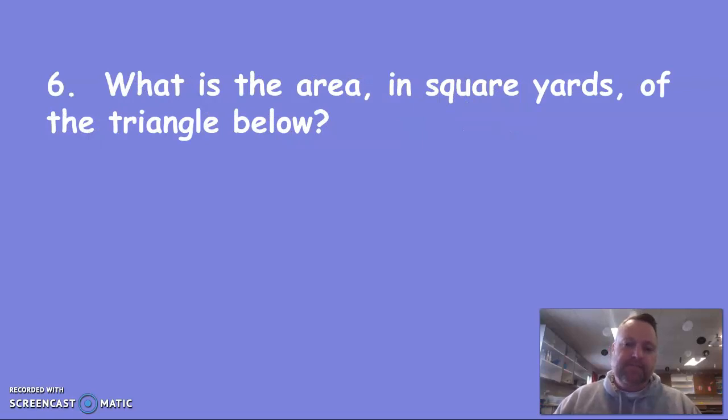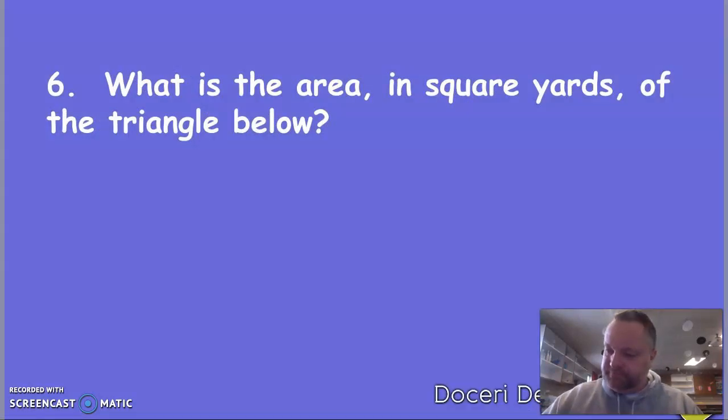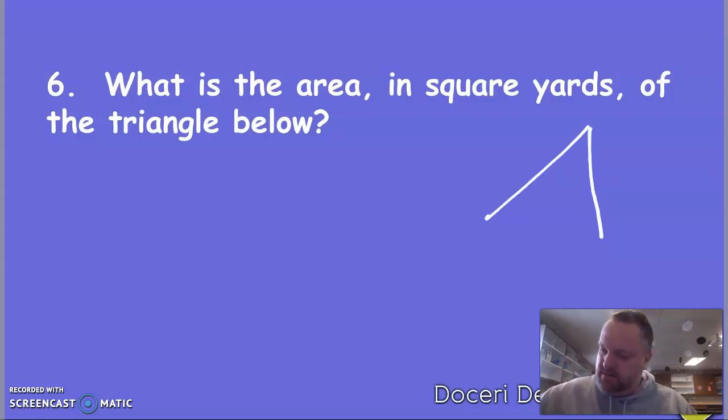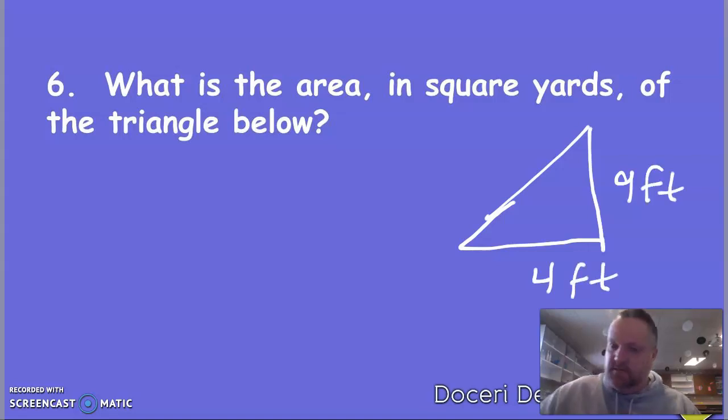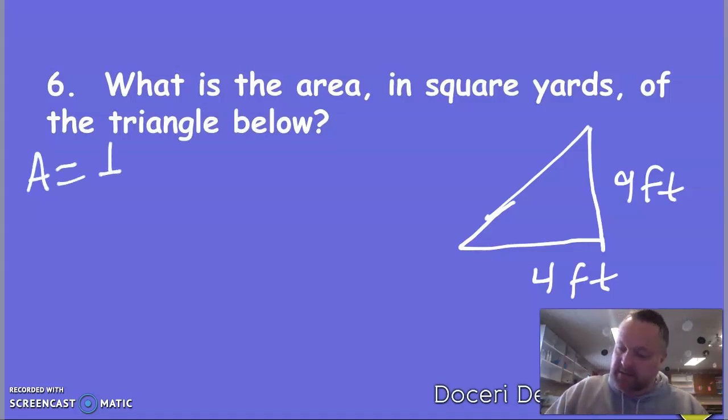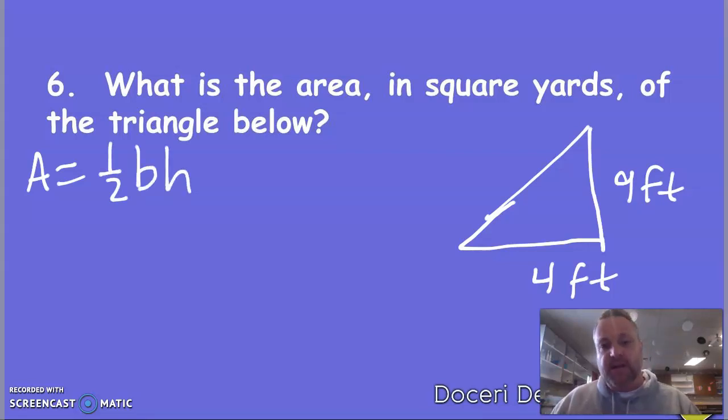What's the area in square yards of the triangle below? Let me draw a triangle. So if my triangle is this, and I'll label it 9 feet and 4 feet. Okay, so now I want to use the area of a triangle, which is 1/2 times the base times the height. That's how I find the area of a triangle.